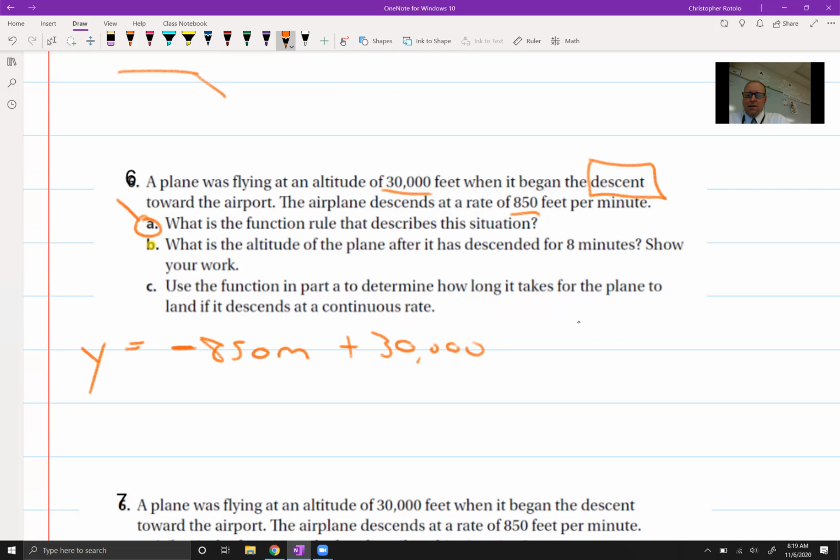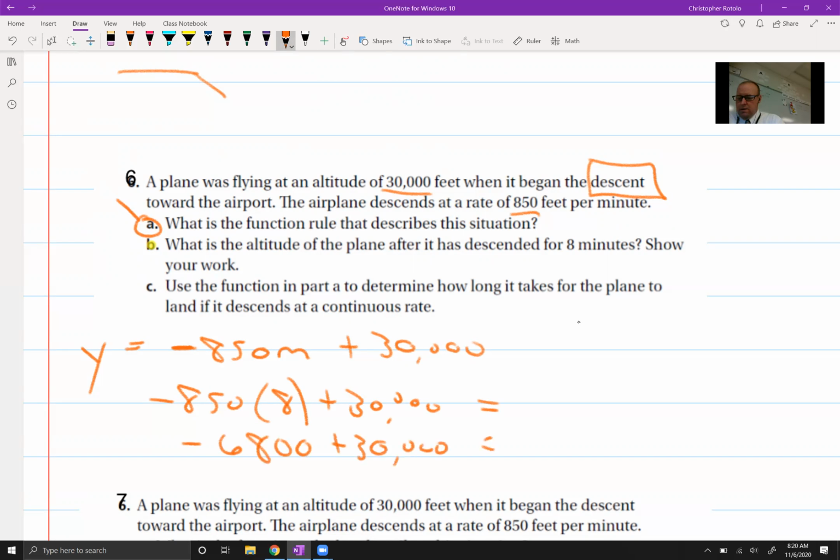So where are we going to be at in 8 minutes? I'm going to be careful and calculate here. Negative 850 times 8 plus 30,000. We're descending, and I would really like it if this number didn't turn negative, because that means I crashed. So we need 8 of those 850s. So we're at negative 6,800 plus 30,000. So we're going to be at 23,200 feet after 8 minutes. We certainly didn't make it down to the ground yet. So we answered A and B.